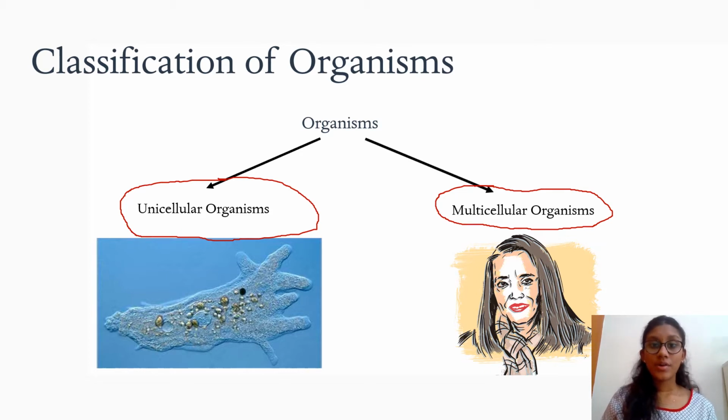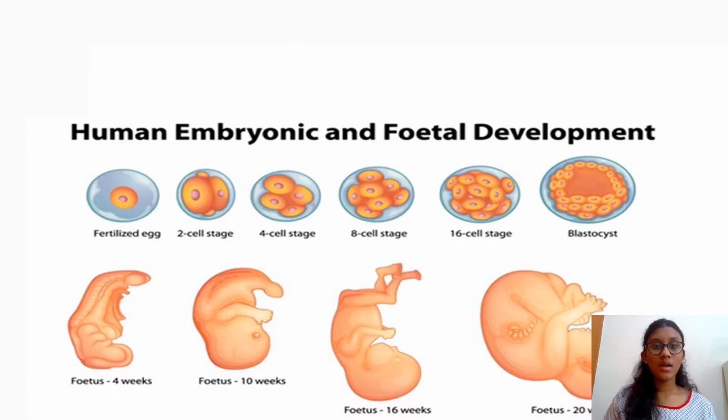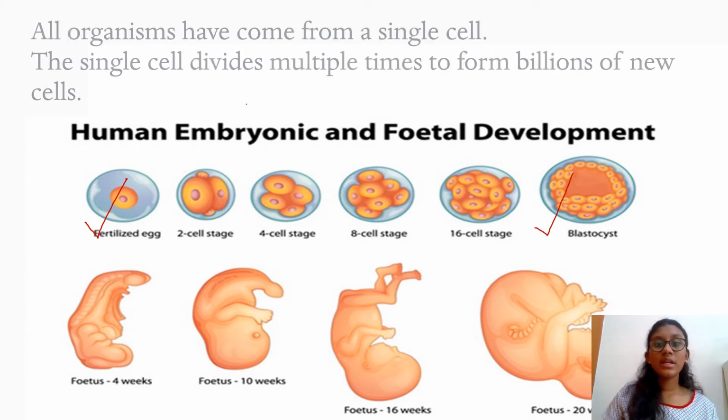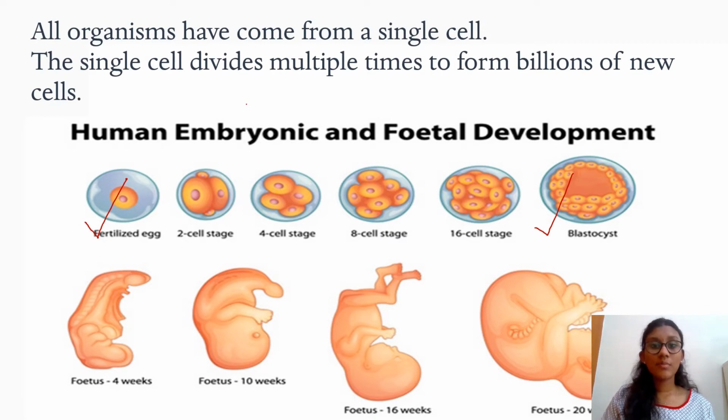For multicellular organisms, their body is a collection of many cells. Examples can be human beings. Cells in this case assume different functions and only carry them out. As you can see in this picture, the fetus at 4 weeks is only made up of one cell, but at 20 weeks it has so many cells. Thus, you can conclude that all organisms have come from a single cell. That single cell divides multiple times to form new cells. Therefore, all cells arise from pre-existing cells.